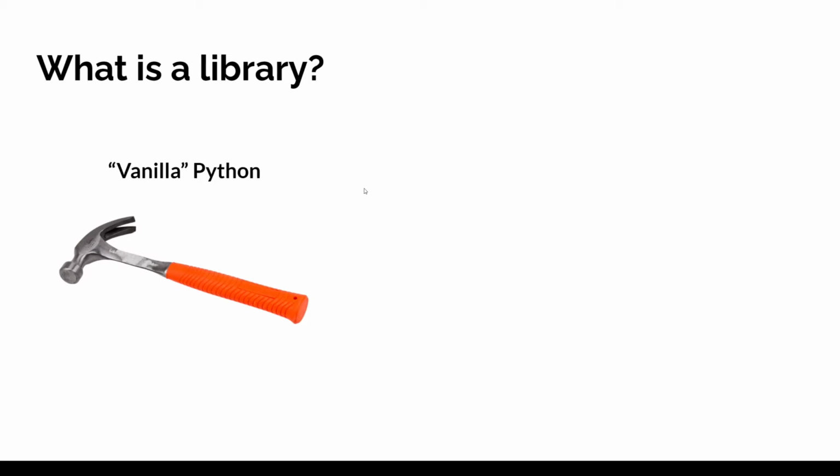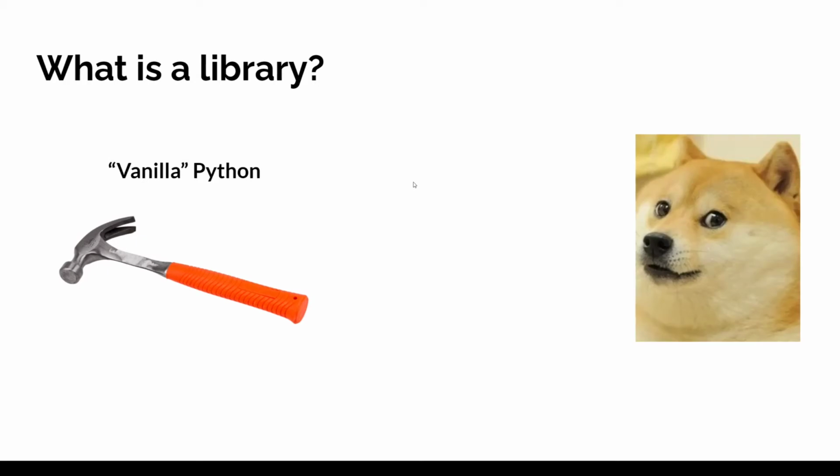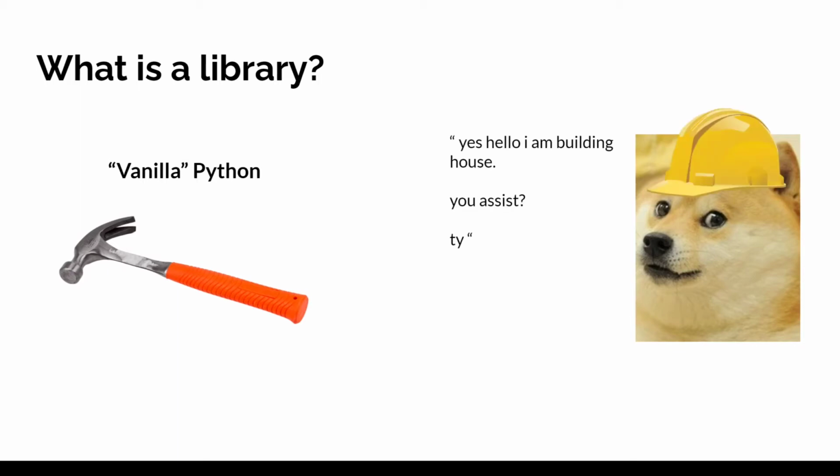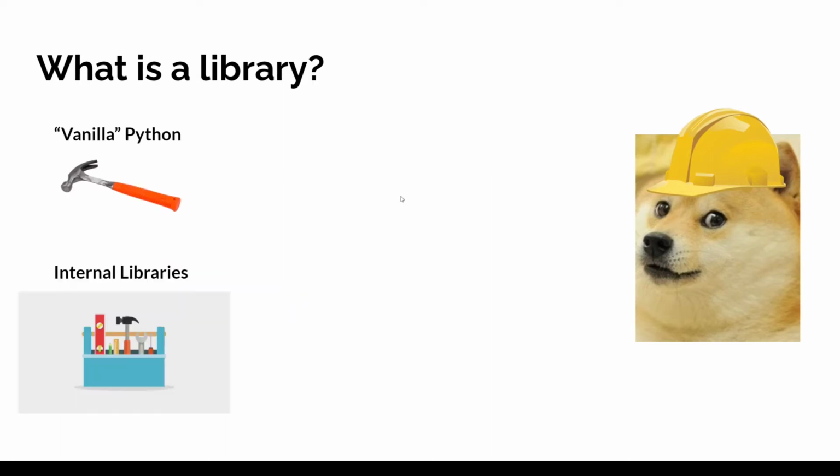And you can think about vanilla Python as a hammer. Let's say you have a buddy that comes up and wants to build a house. You think, well, yeah, I would love to help you. But they say, you've only got a hammer. How are you going to help me build a house with just a hammer? And so that's where the idea of internal libraries come in. So an internal library in Python is like a full toolbox. It gives you access to all the tools you might need to do a little bit of extra work with Python that's beyond just the basic programming stuff.